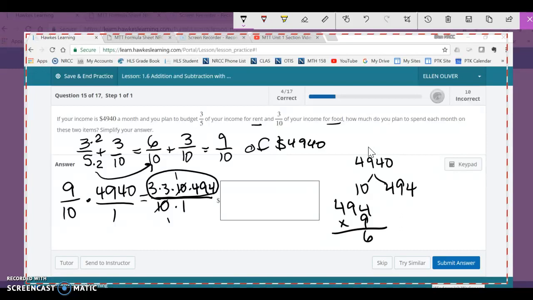9 times 4 is 36. 81, 82, 84, 36, 44. So $4,446 out of that 4,940 is spent on rent and food. This is sort of realistic. We're not going to have a lot of money left. 4,446.